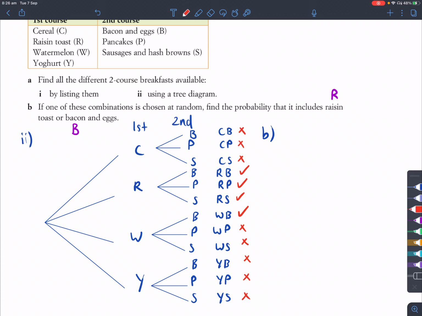Oh, but you know what? I haven't counted this one, YB. Oh, and then CB. We haven't counted that either. Okay, so it's actually not 4 of them, it's actually 6 of them. So there's 1, 2, 3, 4, 5, 6. So in total, there are 6 out of the 12, which includes raisin toast or bacon eggs. So that is half.